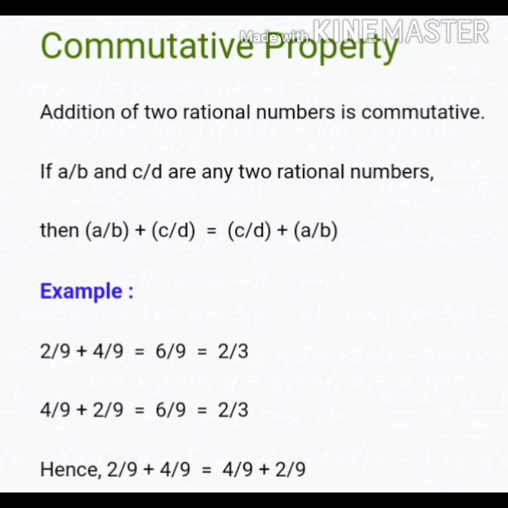Now let's understand this property through an example. We will use the same example that we used in the previous property, that is 2 over 9 plus 4 over 9. The answer will be 2 over 3. Now in the second step, we will change the order of the numbers. We will write 4 over 9 first and then 2 over 9. After adding both of these numbers, the answer will be the same as the previous one, that is 2 over 3. Hence it is proved that the addition of two rational numbers is commutative.